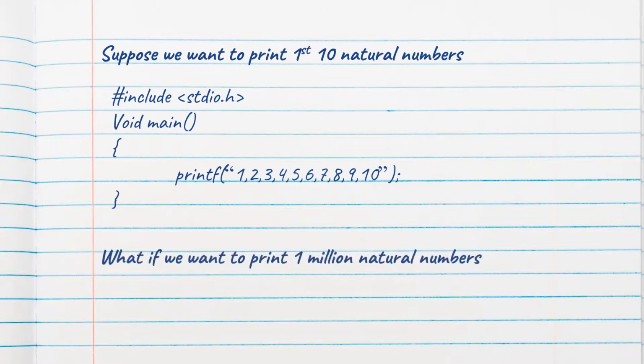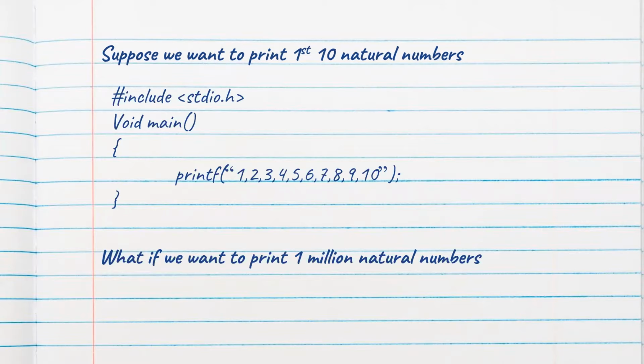But what if I want to print 1 million natural numbers? Now this is a very big task, and I cannot do it by writing numbers again and again from 1 to 1 million. So there must be a better, more efficient way to do it, and that way is by using loops.